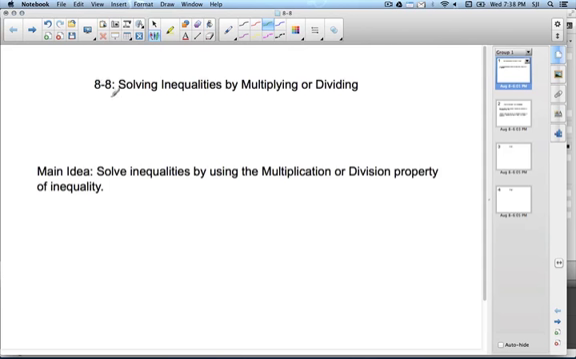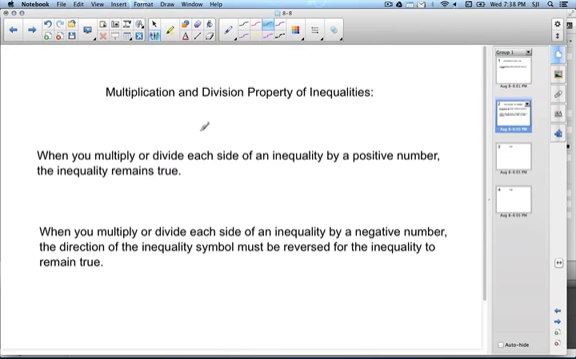Lesson 8-8, Solving Inequalities by Multiplying or Dividing. The main idea of this lesson is to be able to solve inequalities by using the multiplication or division property of inequality. The first thing that we're going to cover is exactly what the multiplication and division property of inequality states.